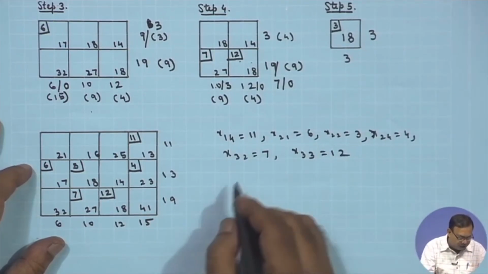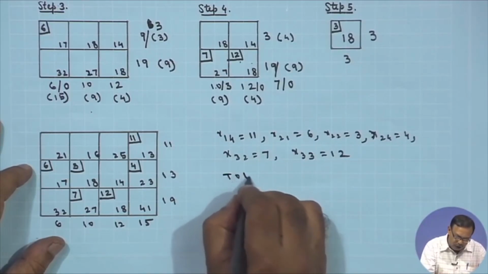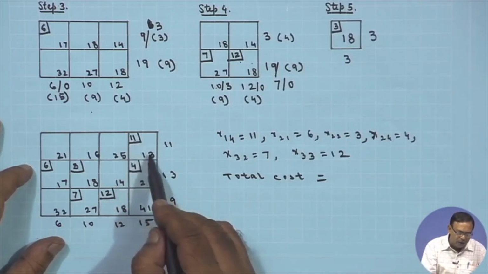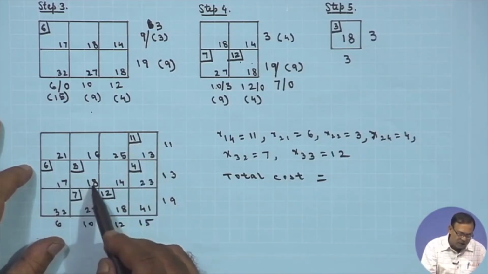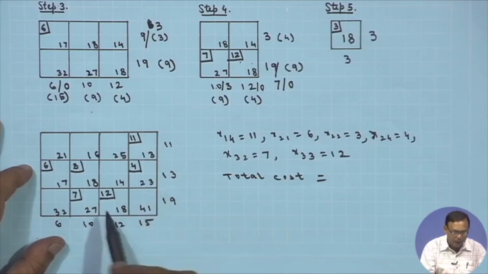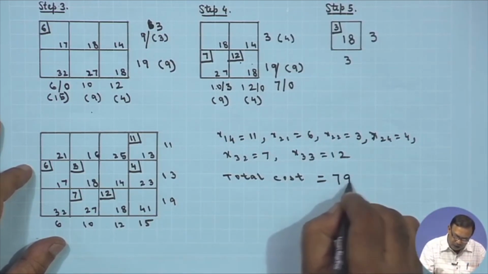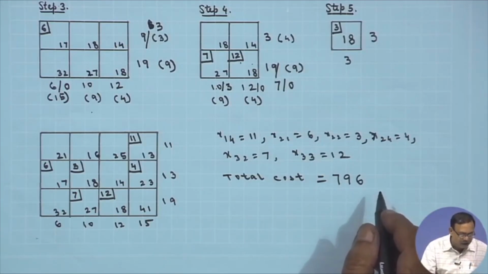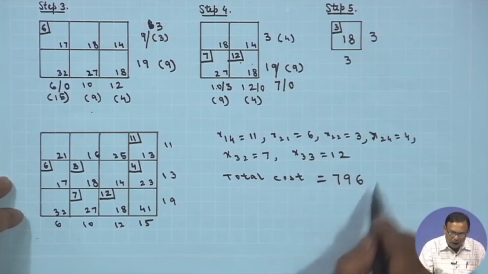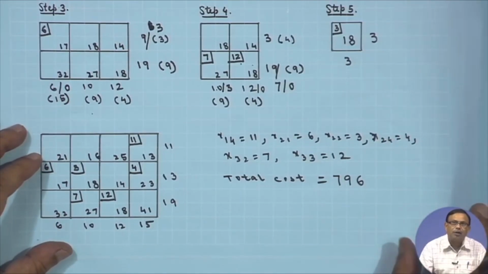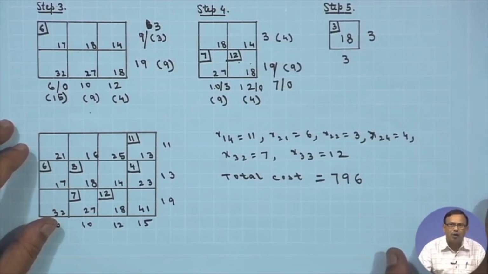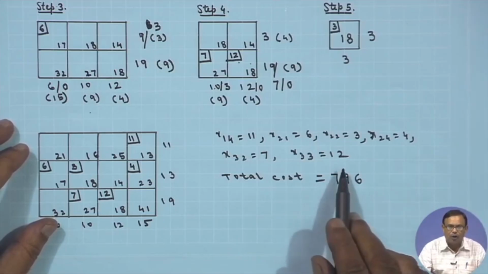This is the allocation, and total cost, if you calculate, as you know, the cost in the occupied cells, that is 11 into 13 plus 6 into 17 plus 3 into 18 plus 4 into 23 plus 7 into 27 plus 12 into 18. The value will be equal to, if you just check, 796, and it is reduced compared to the earlier case. So, usually VAM always gives a better total cost, although the initial solution you are obtaining.